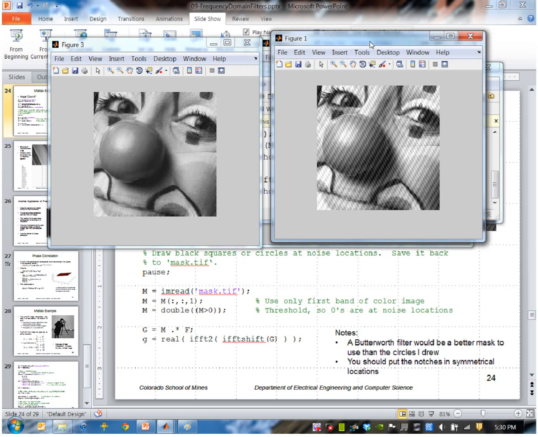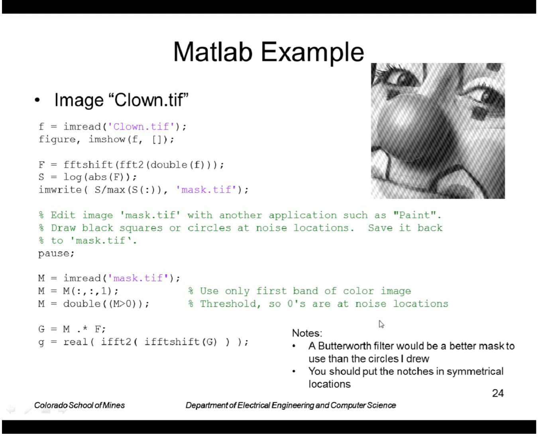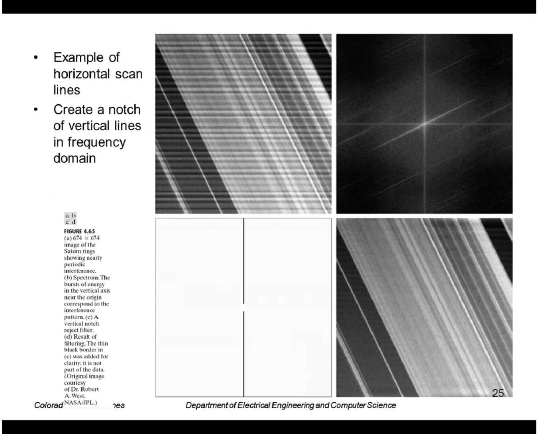So the point of this is I just wanted to show that this doesn't have to be too exact, but of course you would get better results if you use, say, a Butterworth filter and also take advantage of the fact that these notches should be in symmetrical locations because the Fourier transform is symmetrical.